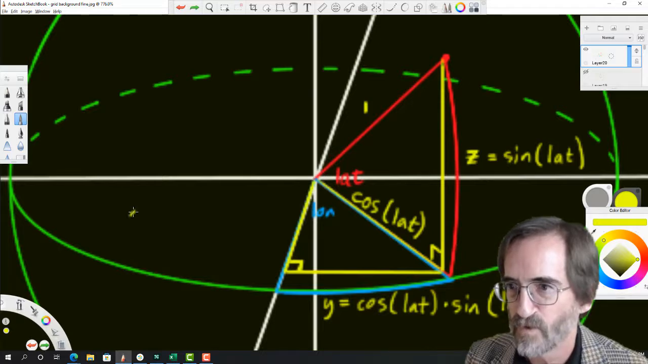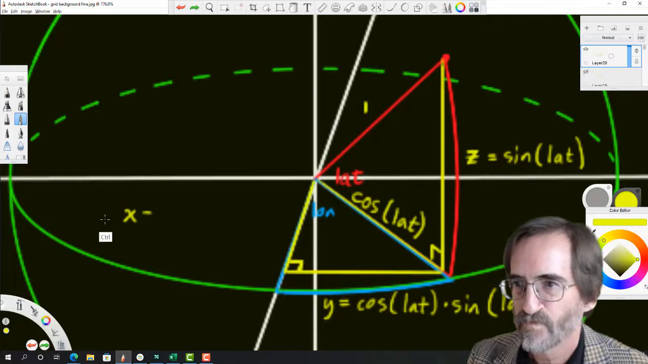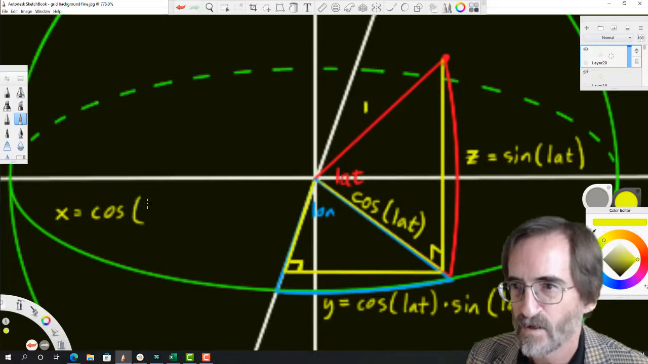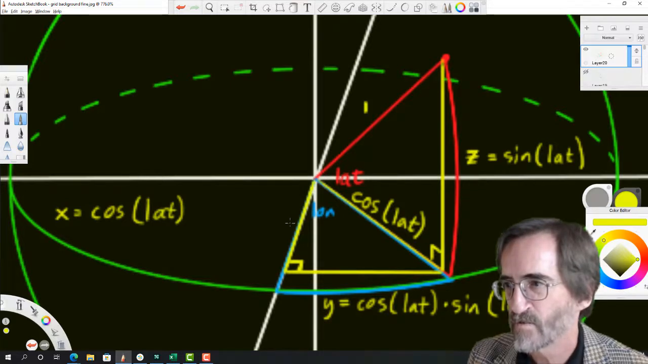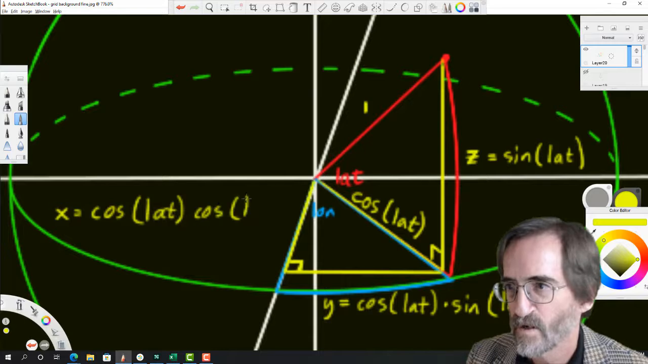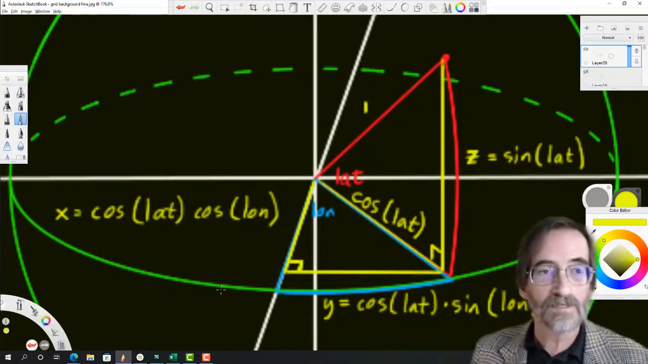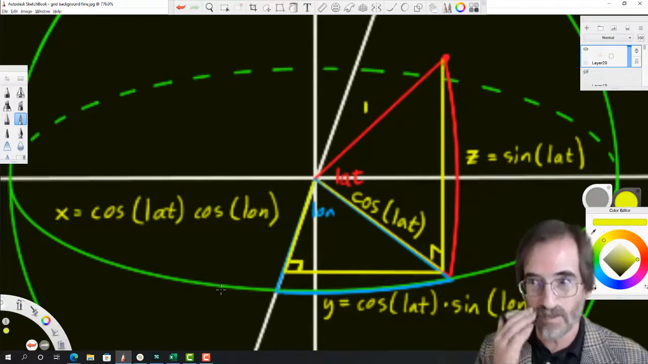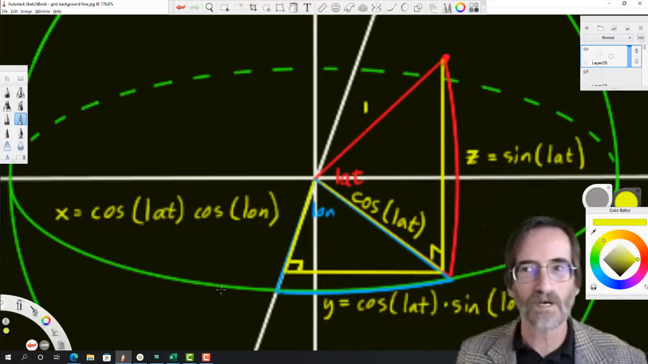So x, I'm going to put it over here, not enough room, x equals cosine latitude, that's the hypotenuse, times the cosine of the longitude. Okay. And so now we've got formulas that will convert your latitude and longitude coordinates into x, y, and z coordinates, into rectangular coordinate vectors. Okay, and that's where the formulas come from.